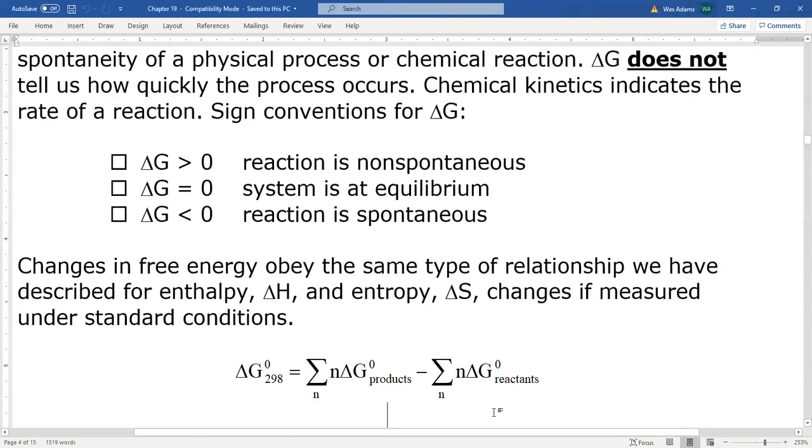Changes in the free energy have the same type of relationship we've discussed for enthalpy in the first semester and entropy in the video just previous to this one, if measured under standard conditions. So if everything's standard, you can get it out of the table. Delta G standard, assuming we're at room temperature, 298 Kelvin, is going to be the sum of the delta G's of the products times their coefficients minus the sum of the delta G's of the reactants times their coefficients.